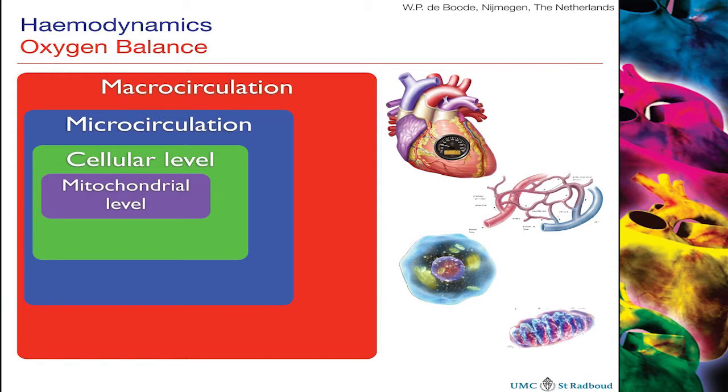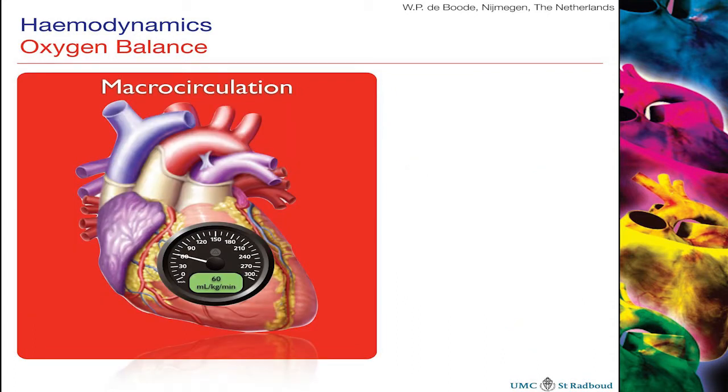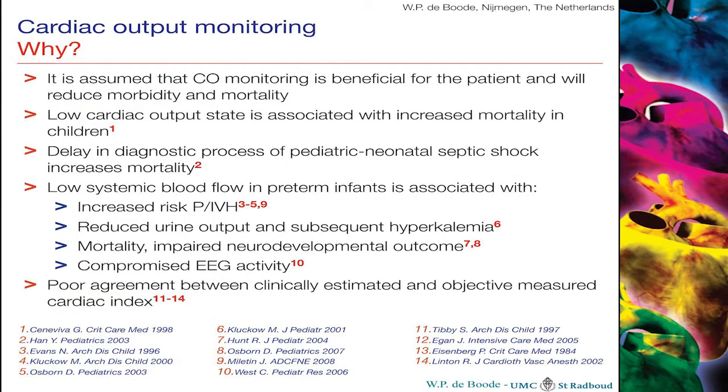And I'm focusing on the macrocirculation, but if you look at the oxygen balance, it's not only on the global level, you should also look at the oxygen balance in the microcirculation, or into more detail at a cellular level, and going even more into detail at the mitochondrial level. But for this presentation, I will focus on the macrocirculation. And as already stated, a good macrocirculation, a good cardiac output is not a guarantee for an adequate organ perfusion.